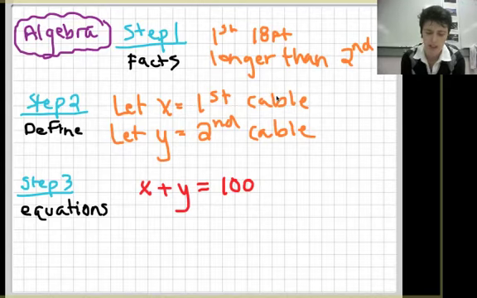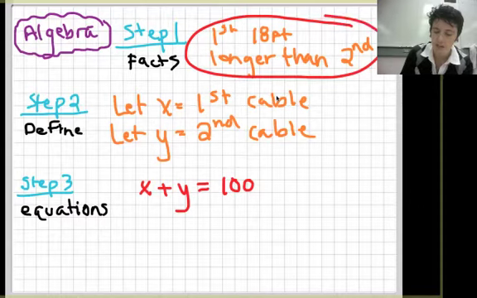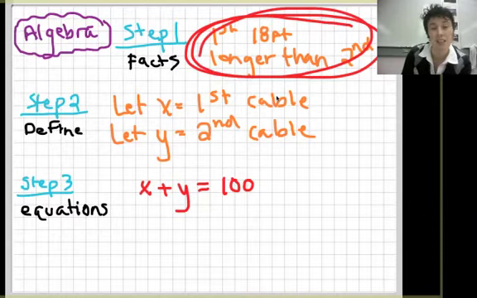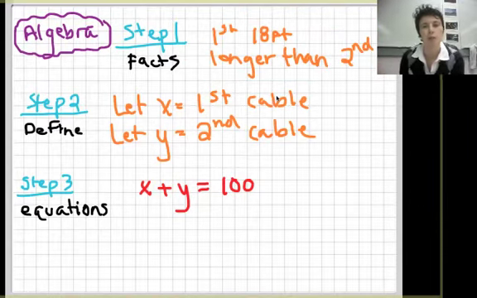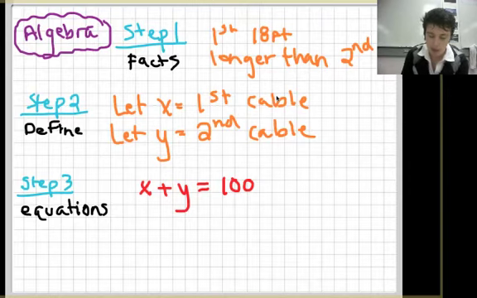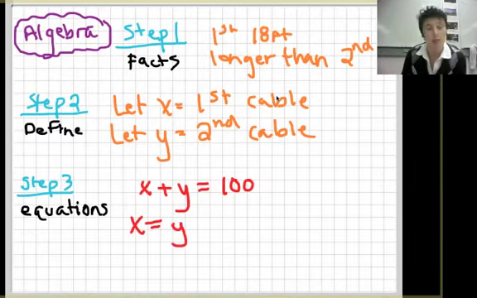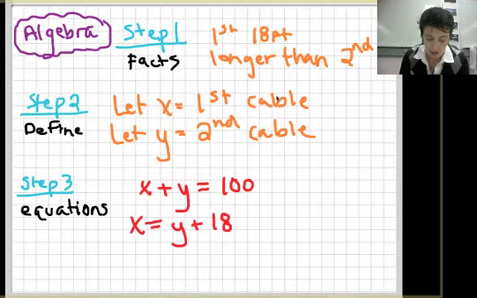The other part of the equation is going to come from this fact up here that the first is 18 feet longer than the second. Seems like we should write an equation about that. So the first piece is 18 longer than the second. So the first piece is called x, and it's going to equal the same size as the second piece plus 18 more, y plus 18.